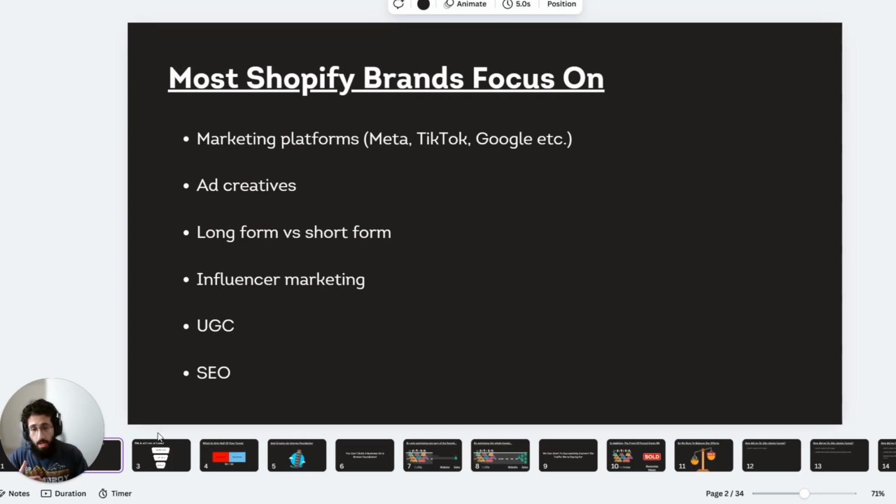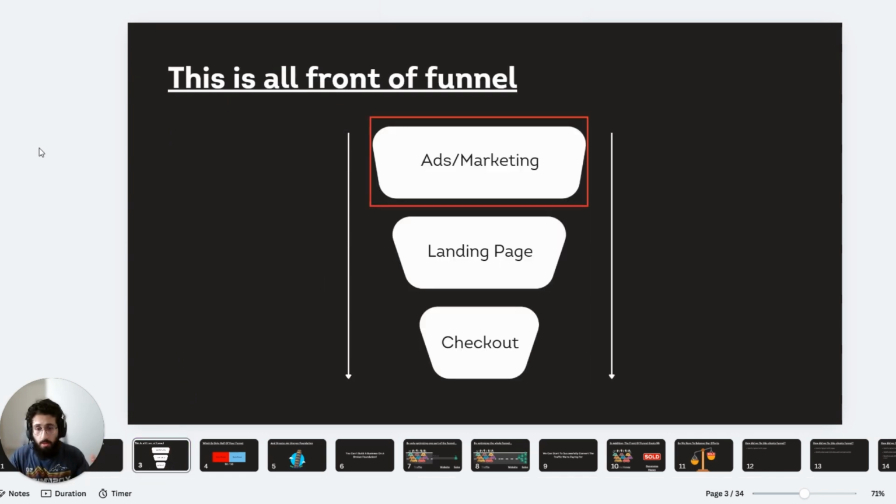The trouble with this, and granted, all this is important, I'm not saying it's not, but the trouble with exclusively focusing on this is that this is all front of funnel, or top of funnel, as some might say. And that's basically all ads, marketing, all paid media, essentially, right? Now, beyond that, we have where your leads actually go to and where they actually convert, which is your landing page or your website, and then eventually your checkout where they actually make a purchase.